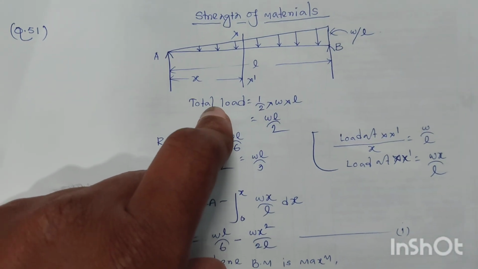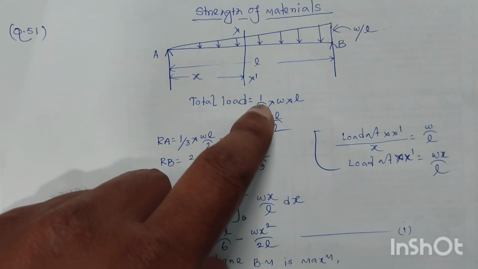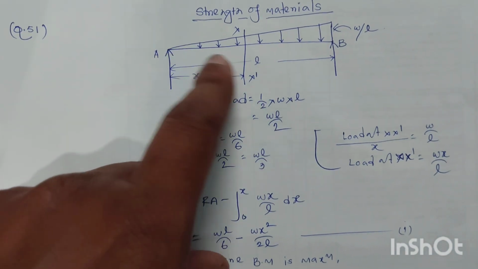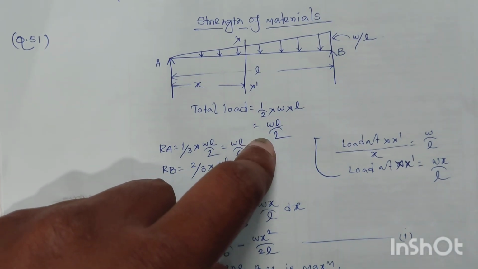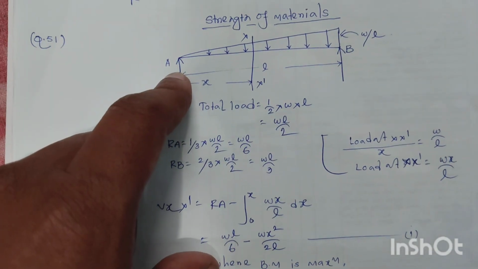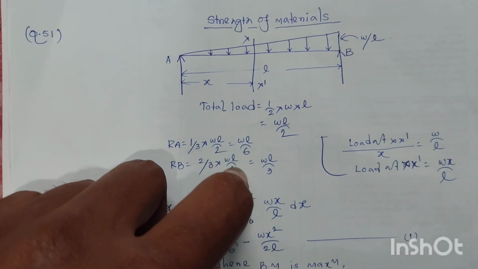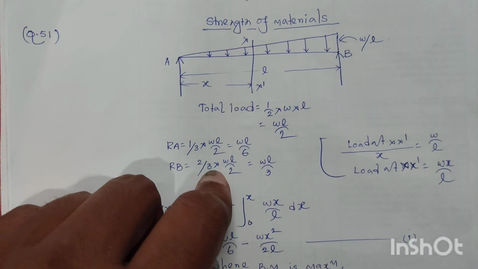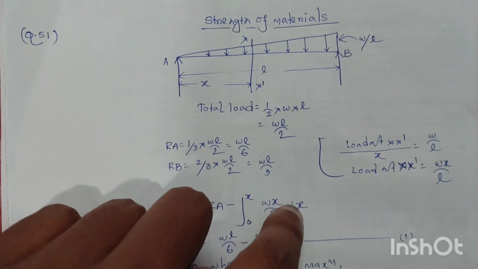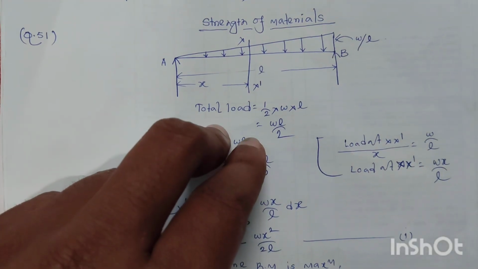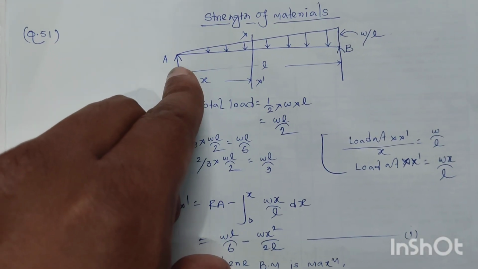So the total load on the beam will be the area of this triangular load diagram. Total load will be equal to half into base L and height W, so the total load will be WL by 2. The reaction at support A will be 1/3 of the total load, that is WL by 6, and reaction RB will be 2/3 of the total load, that will be WL by 3.